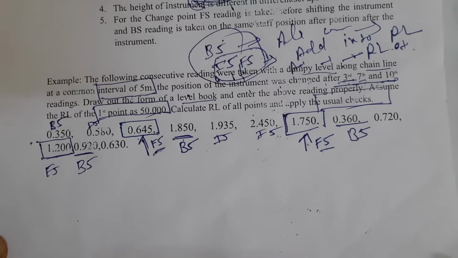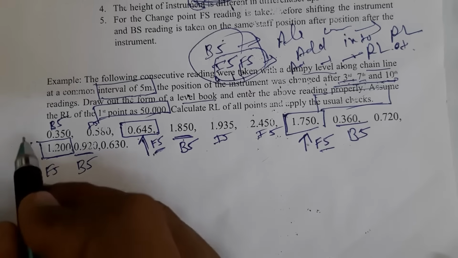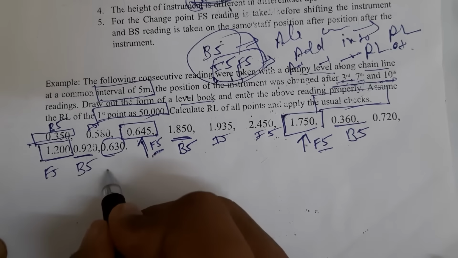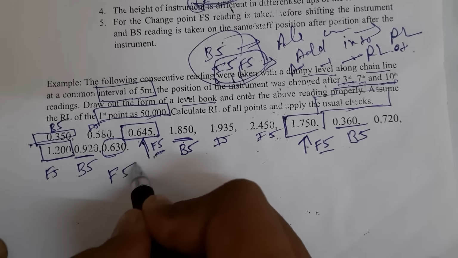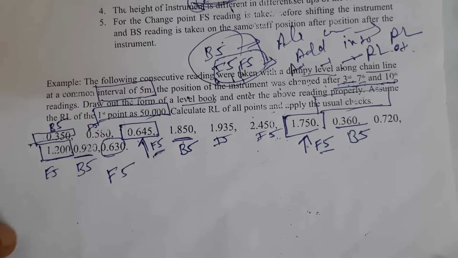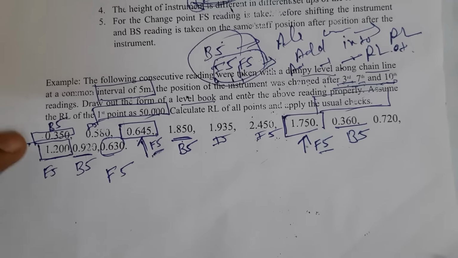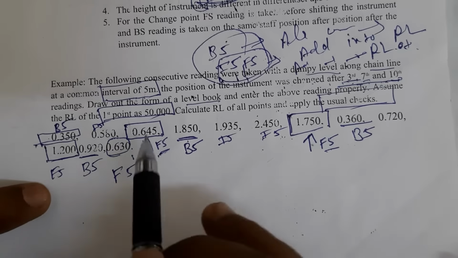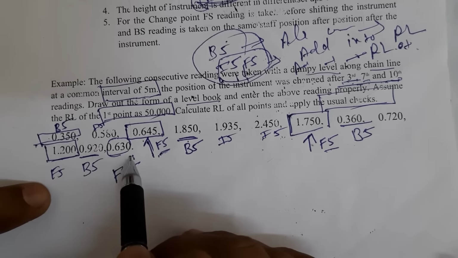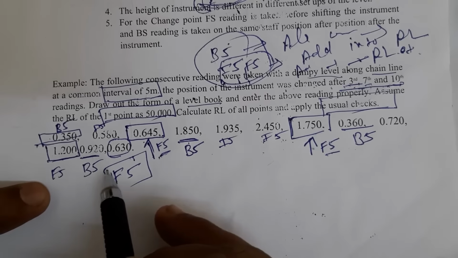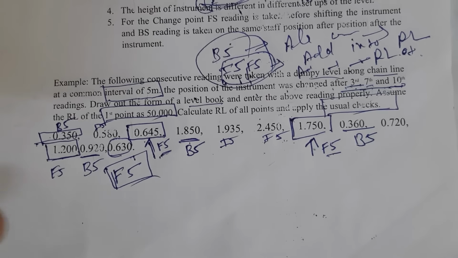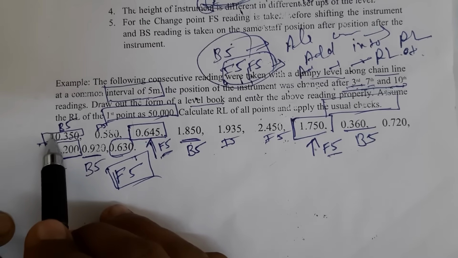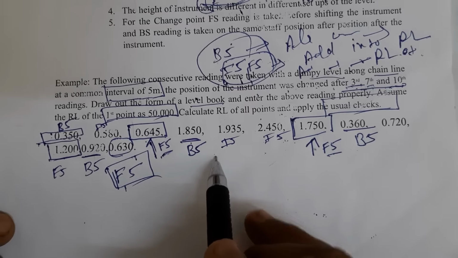And always remember, the first point of the readings is always a backsight and the last point of the readings is always a foresight. Means when we start, the first point is a backsight, and the last point of our leveling is a foresight. So now you understand which is backsight, foresight and intermediate sight.